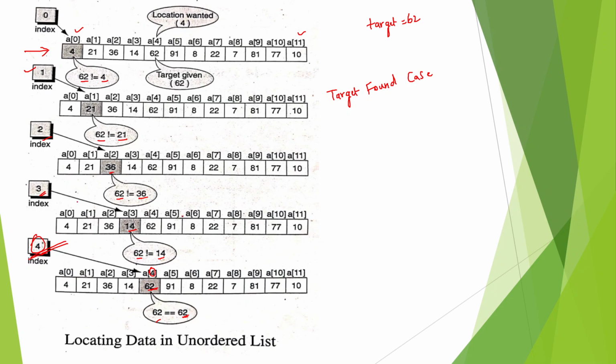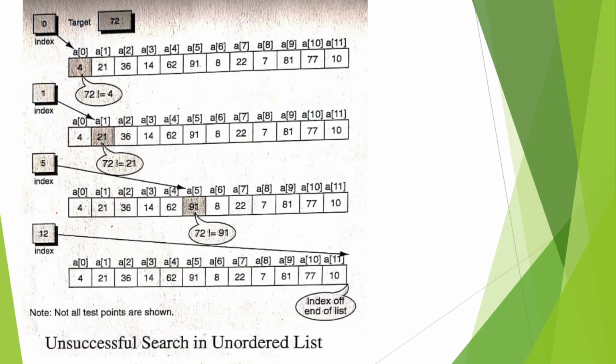Okay, so there is another case where the target is not found. We have that in this slide, and we call it unsuccessful searching, because here whatever target we are looking for will not be found in the given list. So here our target, we said, is 72. As it is a linear sequential search, we need to start the searching process from the first item. So this 4 will be compared with 72. Again, it is a no match.